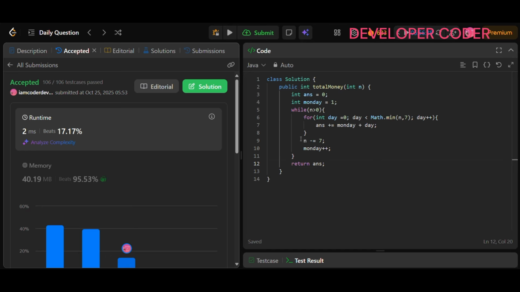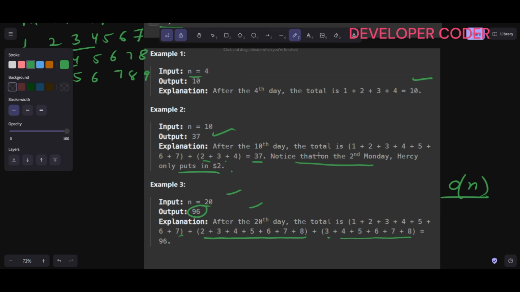So this is a very simple O(n) approach, right? For O(n) number of days only we have to check, right? So I can say the time complexity is O(n), right? Now let's see the next approach.